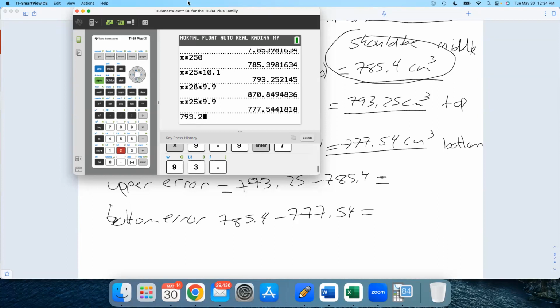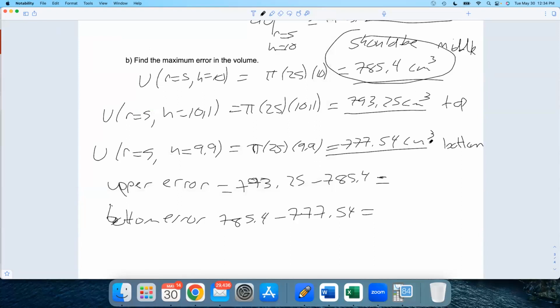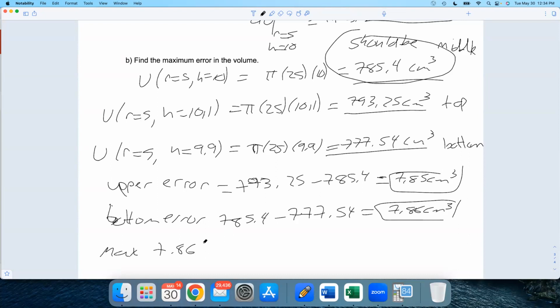793.25 minus 785.4, and 785.4 minus 777.54. So I get 7.85 and 7.86 cubic centimeters. So which one's bigger? This one. So the maximum error that we might end up with in the volume is 7.86 cubic centimeters.